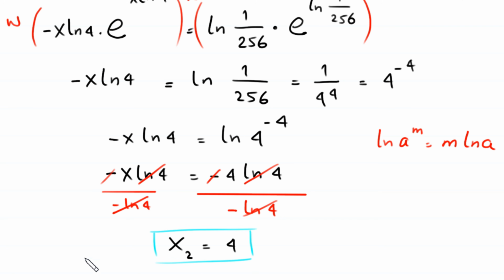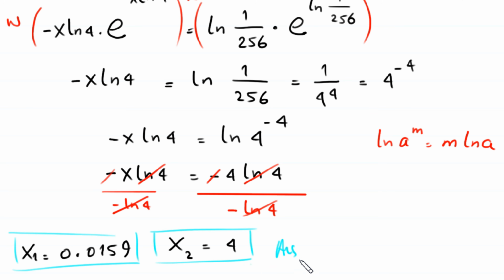And first we found that x1 is equal to 0.0159. So we have two solutions for this exponential equation. This is the final answer of this problem.